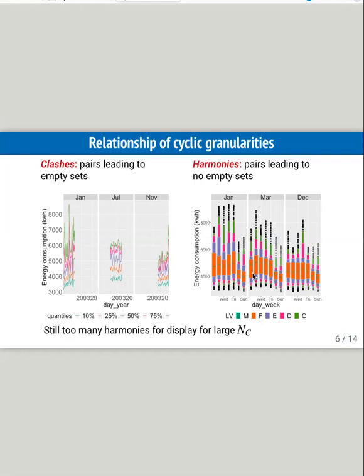Still, for large NC, which is the number of cyclic granularities that we have considered for our analysis, we could possibly have many harmonies. Now we ask the questions: can we rank the harmonies in order of importance, and can we also remove some harmonies from the list for which variations in the response variable are not significant enough?